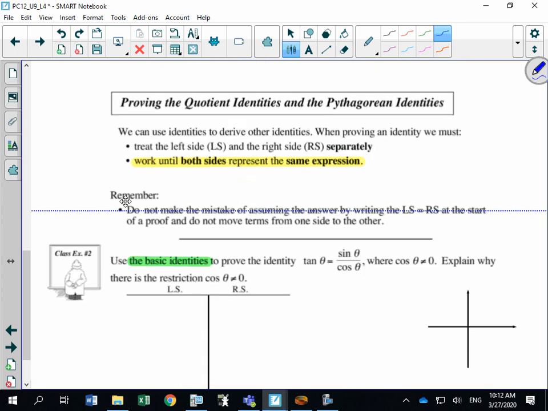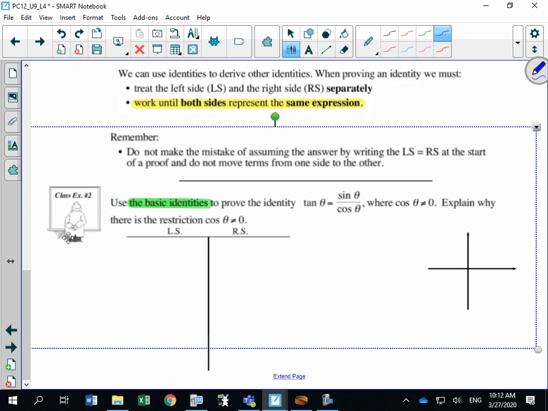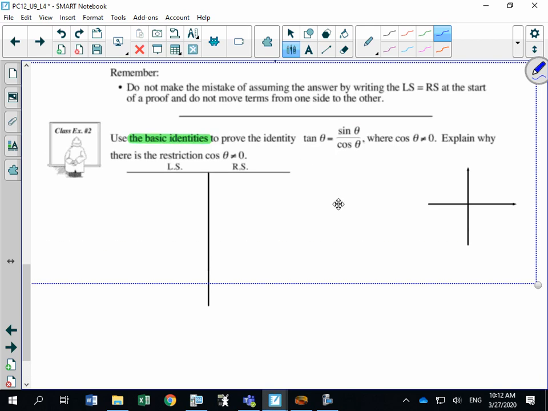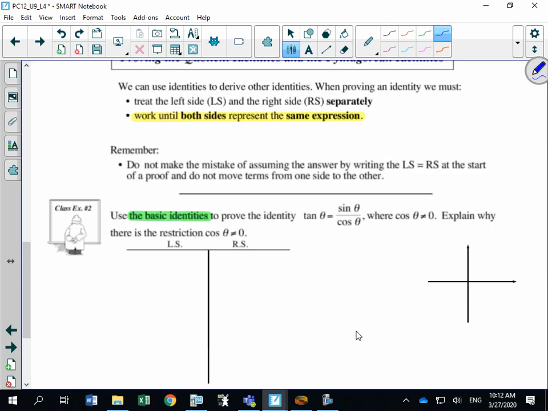For class example 2, it says use the basic identities to prove that tan is equal to sine over cos. Okay, so how do we do that? What were the basic identities? So the basic identities were sine theta is y over r, and cos theta is x over r, and tan theta is y over x. So those were my 3 basic identities.